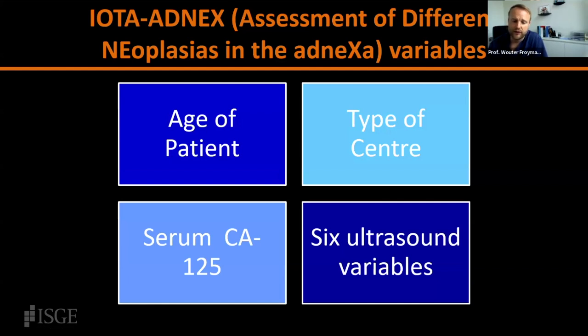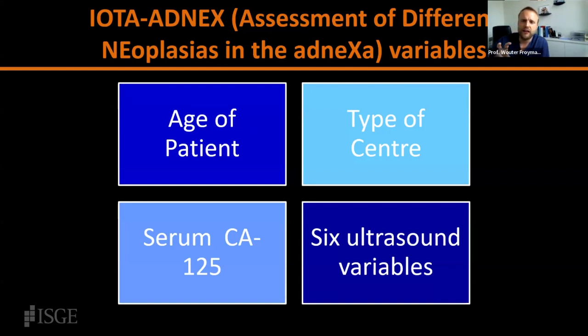So ADNEX works with some input variables, some features that you have to assess. And first of all, we have three clinical features. We have the age of the patient, the type of center, and then the biomarker CA125. So you don't need CA125 to calculate the risk with ADNEX, but if you have a tumor that is more suggestive for malignancy, if you add CA125 there, you will have a better prediction of the subtype of a malignant tumor. So we can recommend CA125 to predict the subtype of a malignant tumor.